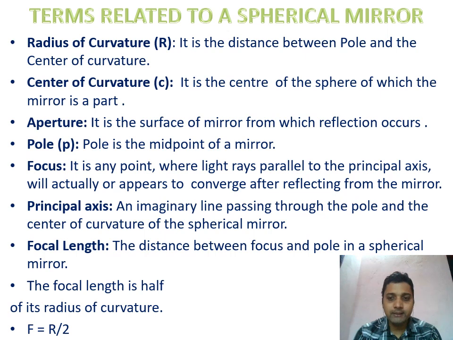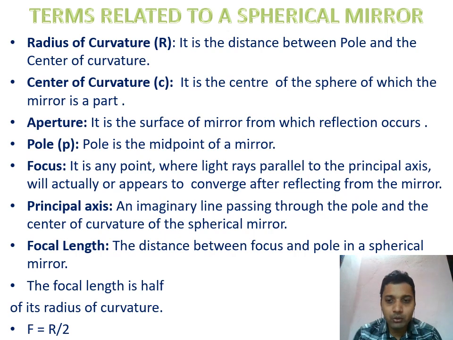First one, if we look at radius of curvature. As we know, the mirror is a part of a hollow sphere. So the radius of the sphere is the radius of curvature. Or in a simple way, it is the distance between the pole and the center of curvature.